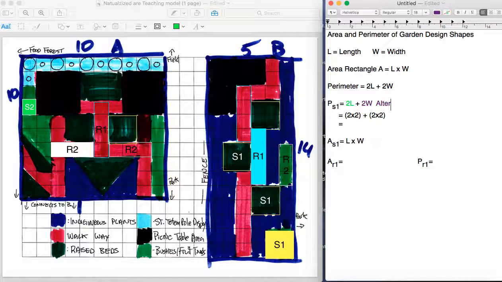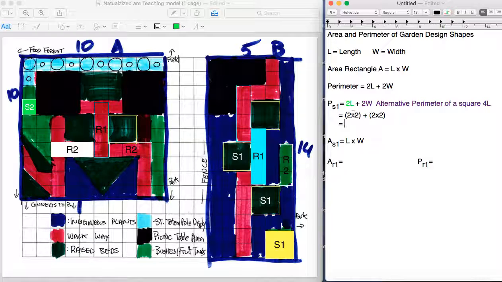Here's the alternative. You can do 4 times the length, 4L. Okay, so the perimeter of a square could also be written as 4 times L.